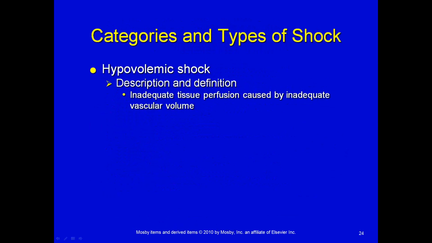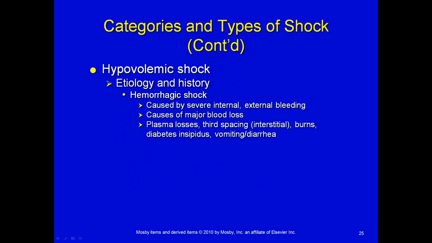Now, shock is categorized by the mechanism, and we're going to look first at hypovolemic shock because that is how we learned what shock looked like. When we were first taught what shock was, it was all based off loss of volume. So hypovolemic shock is inadequate tissue perfusion caused by not having enough blood in the system. It can be caused by hemorrhage, which could be internal or external, but it's got to be major blood loss, at least 25 to 30% of your blood volume.